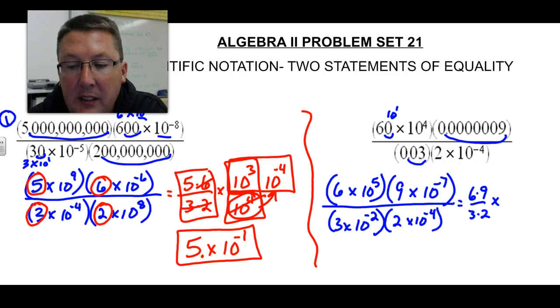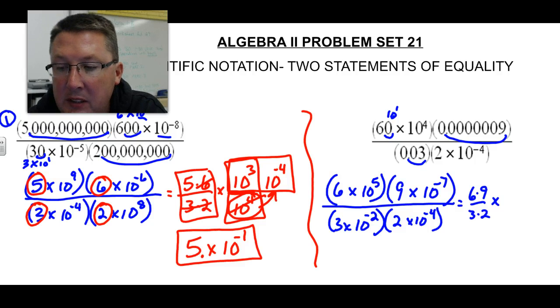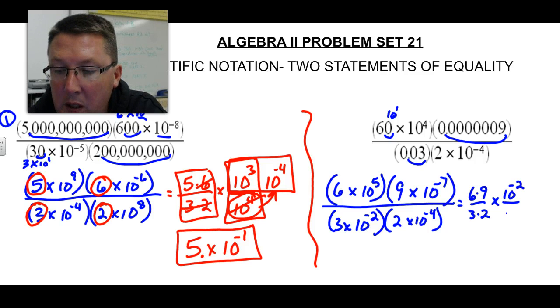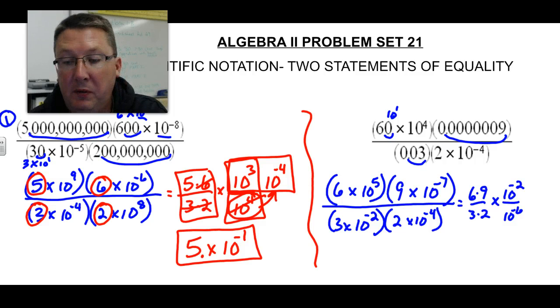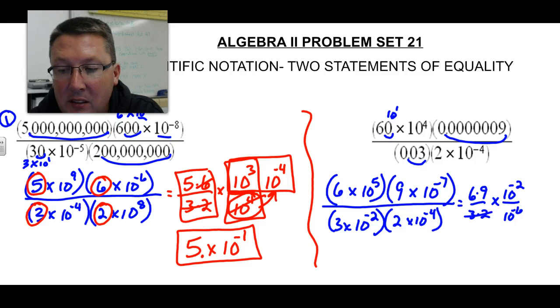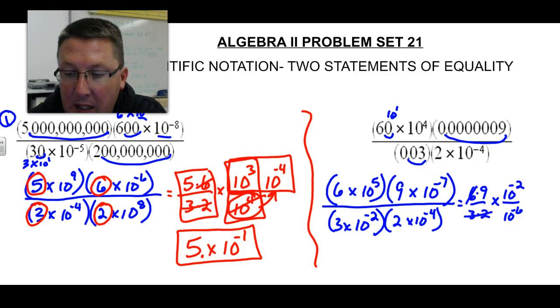On the powers of 10, same process. We're going to add the exponents across. 5 plus negative 7 is 10 to the negative 2nd. And on the bottom, negative 2 plus negative 4 makes negative 6. Okay, now we simplify. Again, the 3 times 2 on the bottom, that's 6. That's going to cancel the 6. So I'm left with 9.